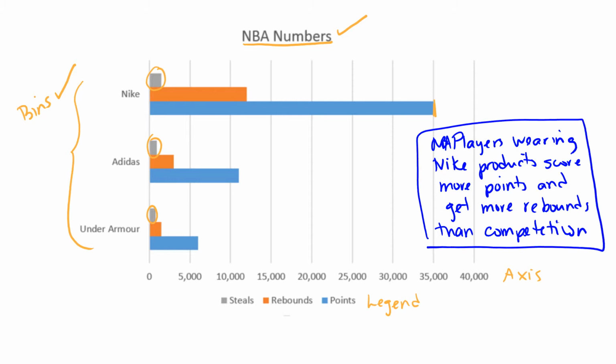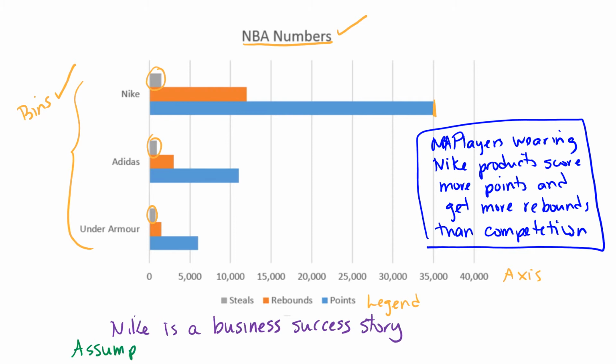Now, what is my conclusion? My conclusion is that Nike is a business success story. And what are my assumptions? What have I assumed by making that conclusion and using this graph? Well, again, I'm only comparing the three companies. I'm not comparing all athletic wear.